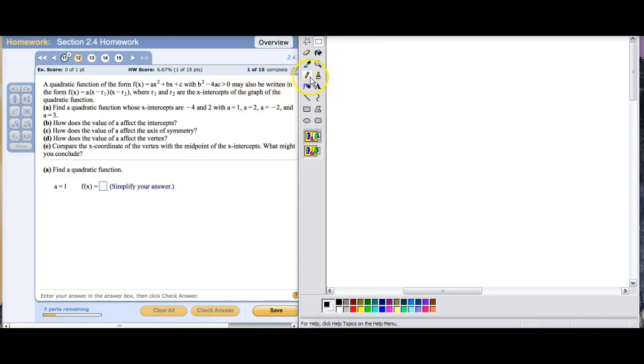So if we start off, we'll see that when a is equal to 1, excuse me. Here we know that if x equals -4 is an x-intercept, then x plus 4 is going to be the corresponding factor. So our a is going to be 1. And if we're following this formula here, that would be x minus r1, which is -4, times x minus r2, which is 2 there.